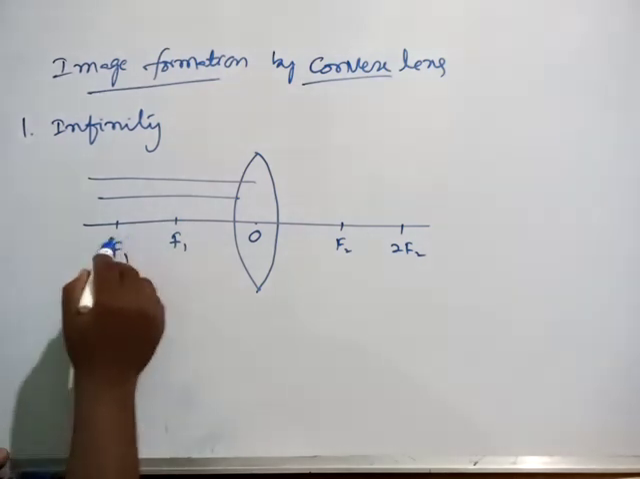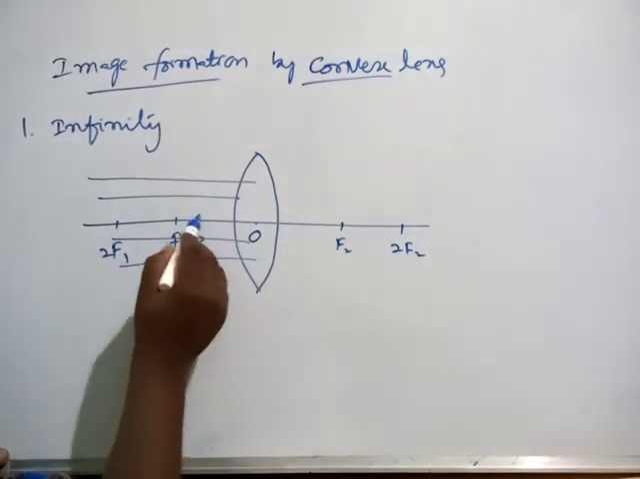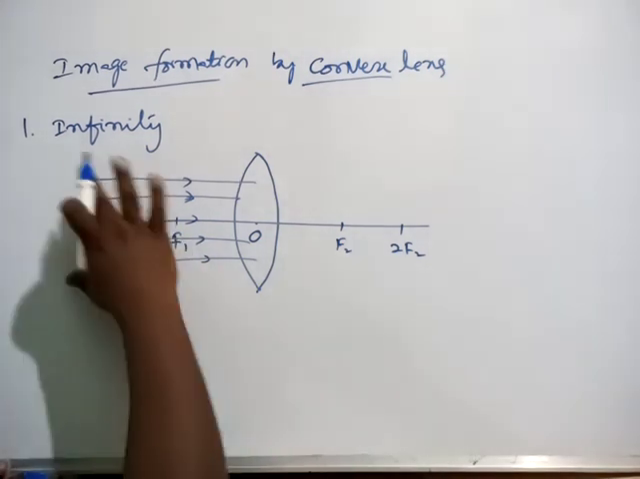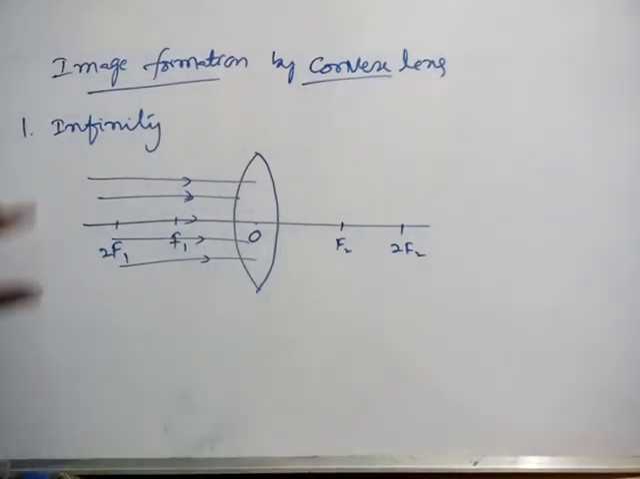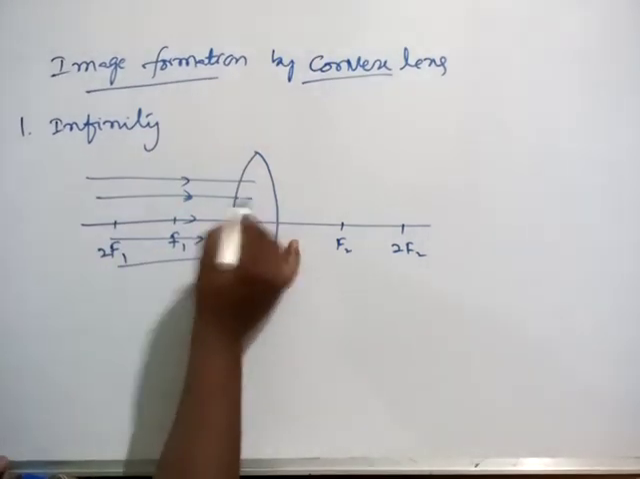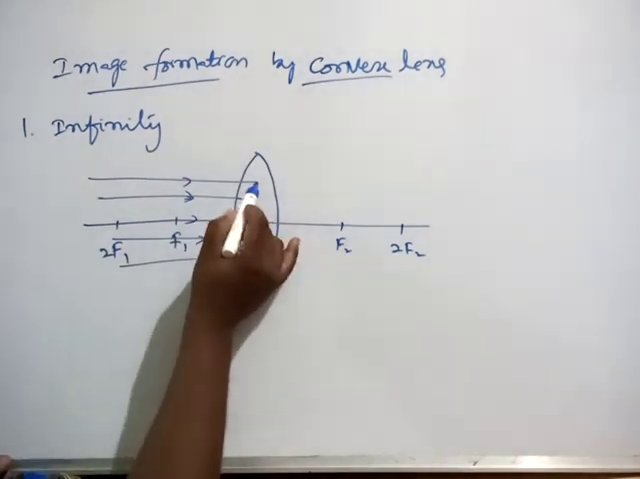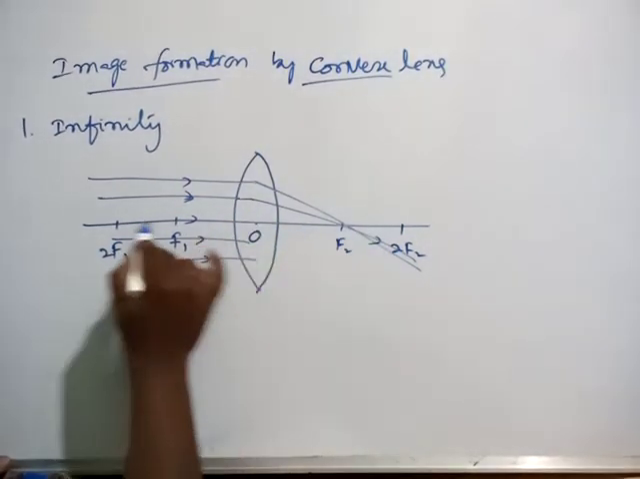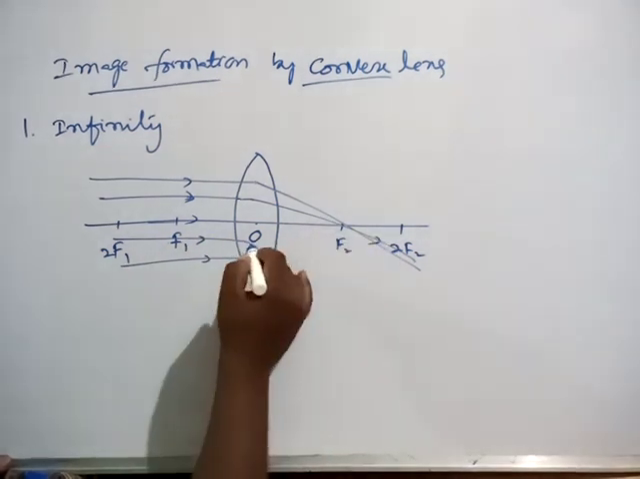From the object at infinity, how many rays do we have to draw? Minimum 5 rays are enough. So all the incident rays are parallel to the principal axis. Definitely after refraction, after striking the lens, they will pass through the focus. A straight line means it goes in the same direction.